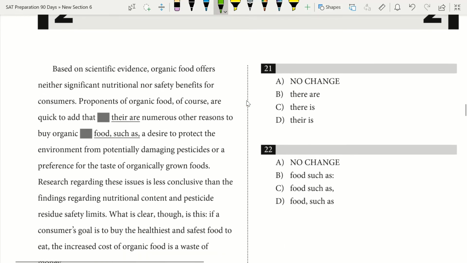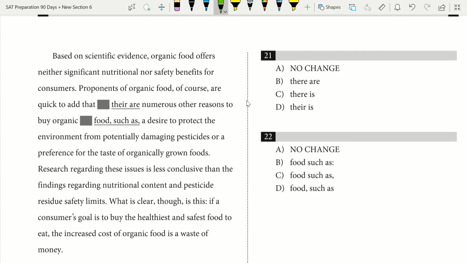Now we've got 2 questions left. Based on scientific evidence, organic food offers neither significant nutritional nor safety benefits for consumers. Proponents of organic food, of course, are quick to add that there, now recognize this is the wrong there, okay? The correct there is going to be T-H-E-R-E. We wouldn't say T-H-E-I-R because that would be a possessive pronoun. And in this case, we're talking about there are numerous other reasons to buy organic food, right? We're not talking about someone or a group of people. So answers D and A are wrong.